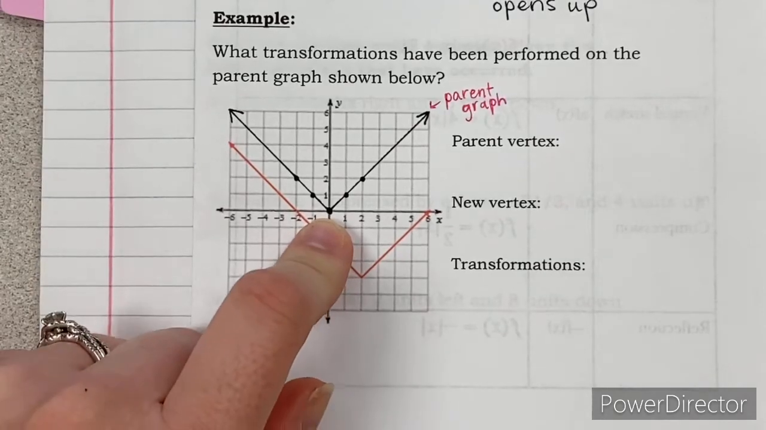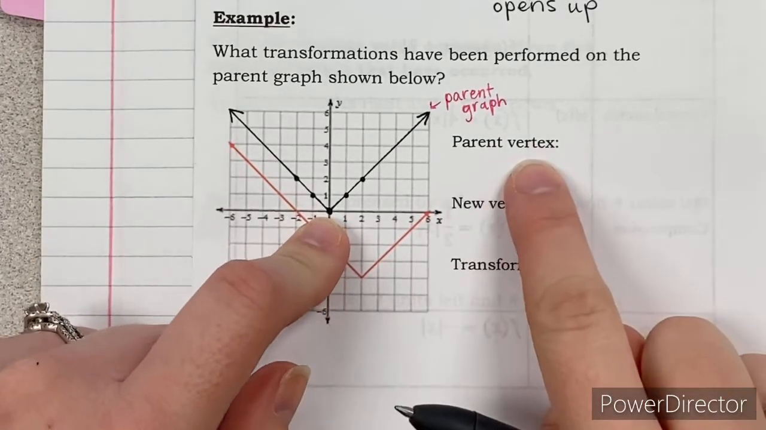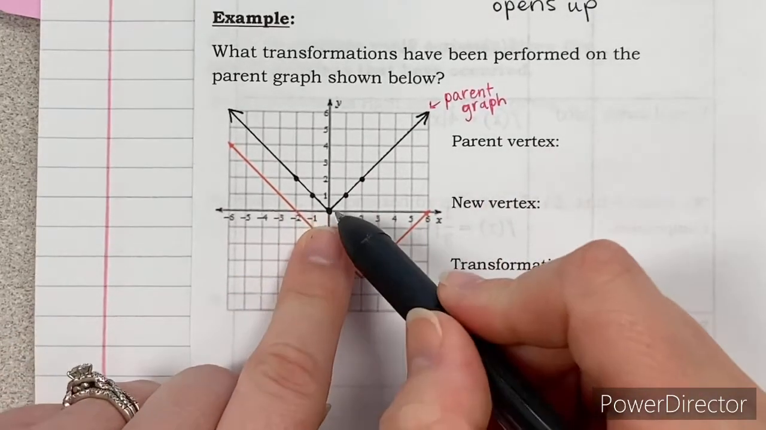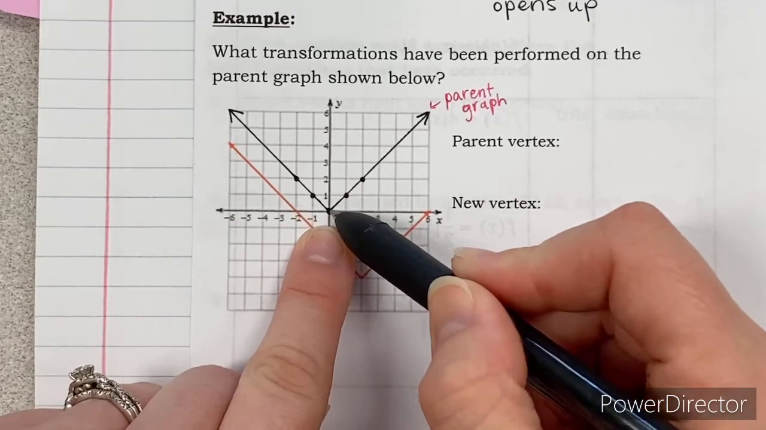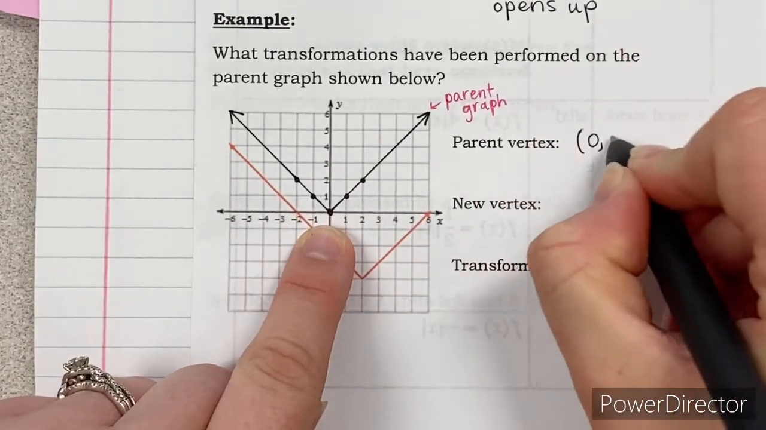Now, I have right here that the parent vertex. The vertex, remember, is the very middle point of our graph. That vertex is at 0, 0.